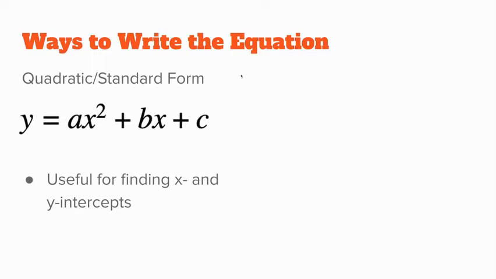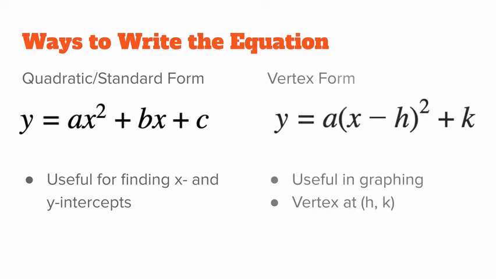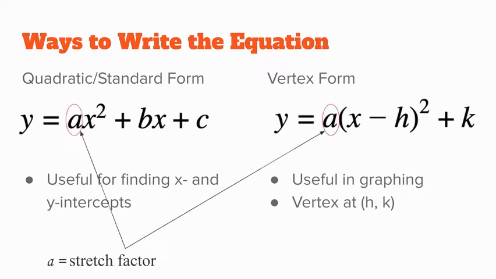However, when you're graphing these, it's hard to see where you're going to start. You can't easily tell by looking at the equation where the vertex is. So the other way to write an equation of a parabola is the vertex form. And so this is y equals a times (x minus h) squared plus k. This is useful for graphing. You can easily see where the vertex is and what the stretch is, and so you can get the general shape.